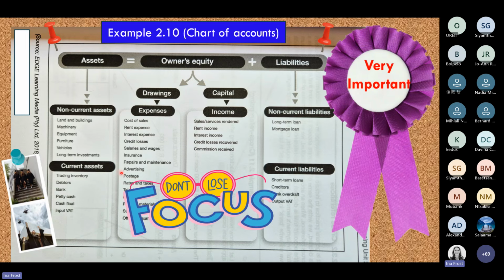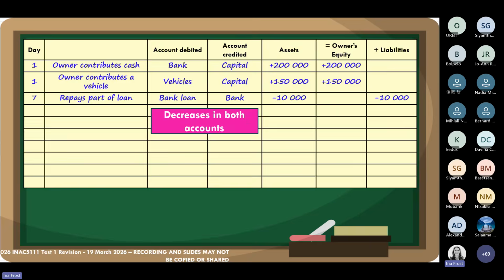These are examples of general ledger account names. So these are the types of wording and names that we want to see here when we ask you which account will be debited and which account will be credited.